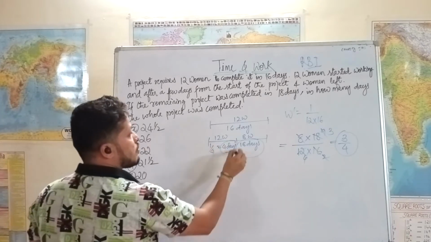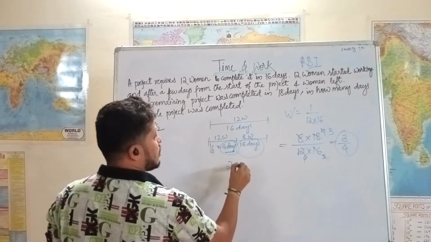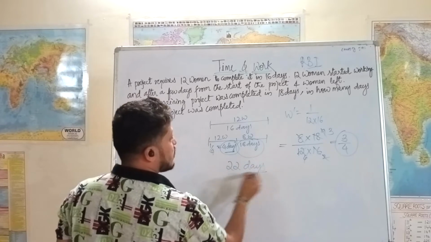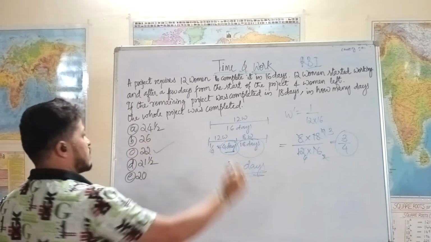So this 4 days plus this 18 days is equal to a total of 22 days. The whole work was completed. So C is the option.